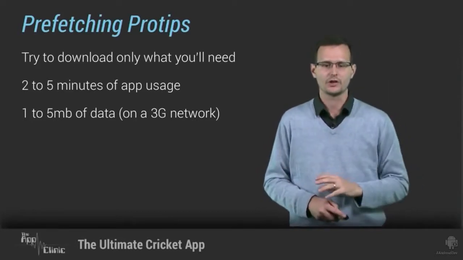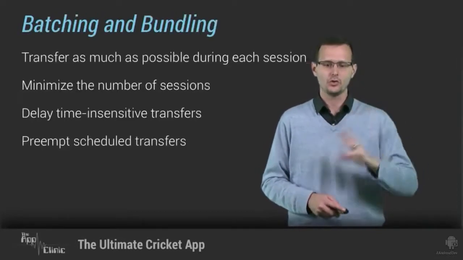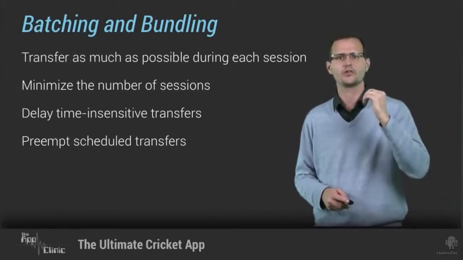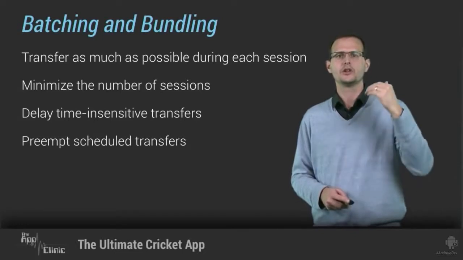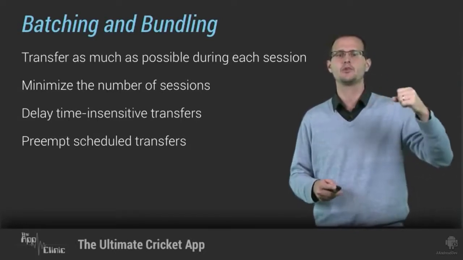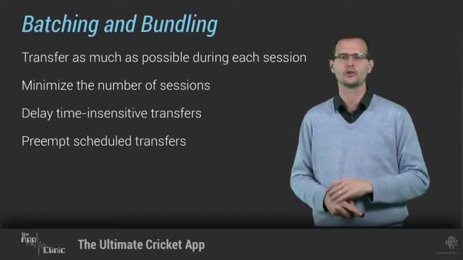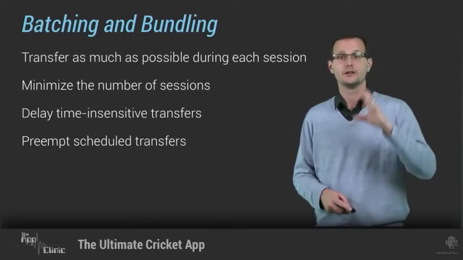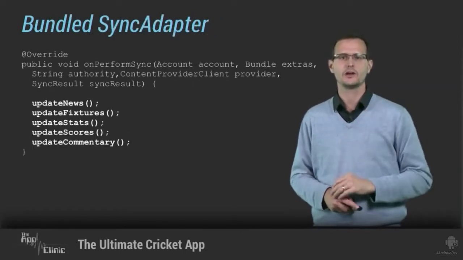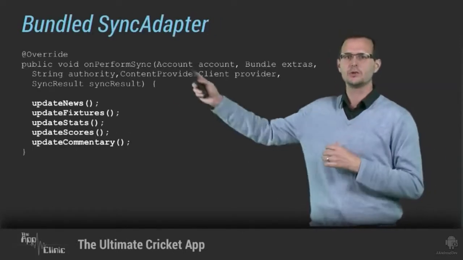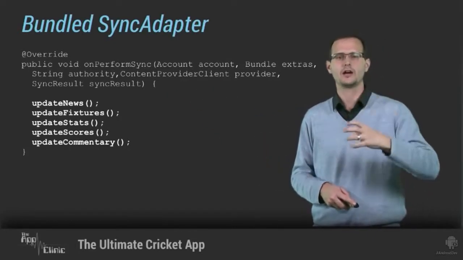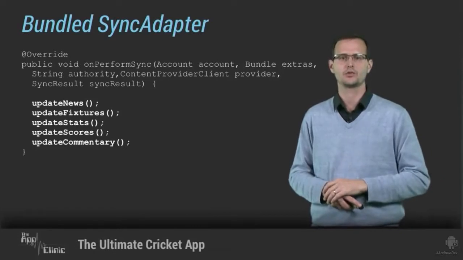When we do need to transfer data, you'll want to batch all of your transfers together. It's more efficient to transfer a lot of data at once rather than spreading it out over time. So if you need to pull down commentary for a new match, you should take that as an opportunity to preempt your next batch of prefetched news stories and score updates. The easiest way to do this is by bundling all of your transfers together within a sync adapter. Then within each of these methods, you can make a more fine-grained choice regarding what data you actually want to transfer each time the sync adapter is called.